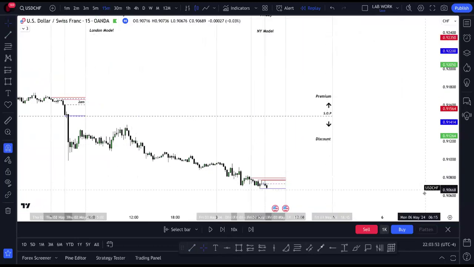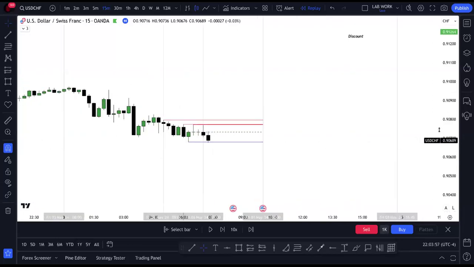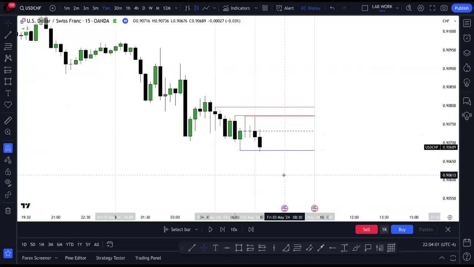Just 7 a.m. Now, I'm not sitting here saying, "Oh, we're gonna get the long," right? Because who knows if we're gonna get the long? We have no idea. But let's just follow the model.